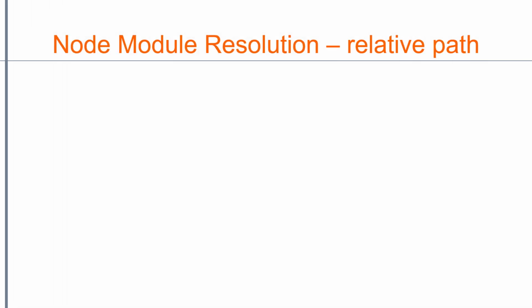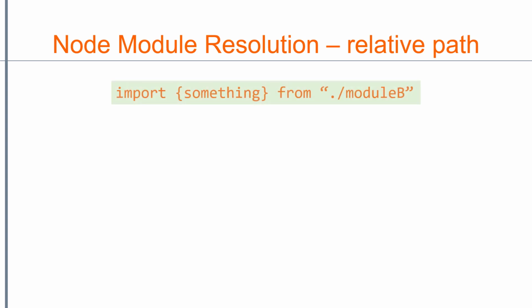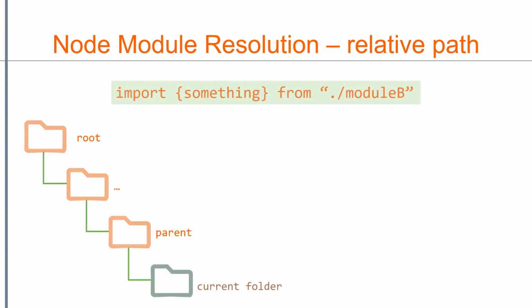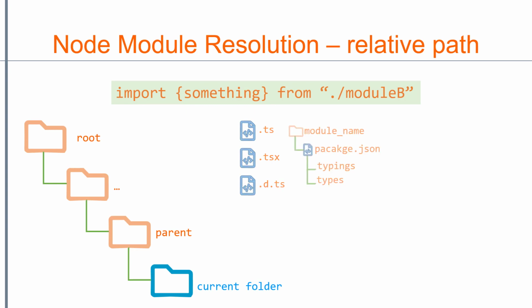Let's look at how node module resolution works with relative paths. If we import something from module B from the current folder, then the compiler searches for a TypeScript file called module B in the current folder. If not found, it looks for a folder called module B in the current folder. If the folder is found, then it looks for a package.json file with a typings key in it. If the typings key is found, then it looks for the file specified as the value for this key.